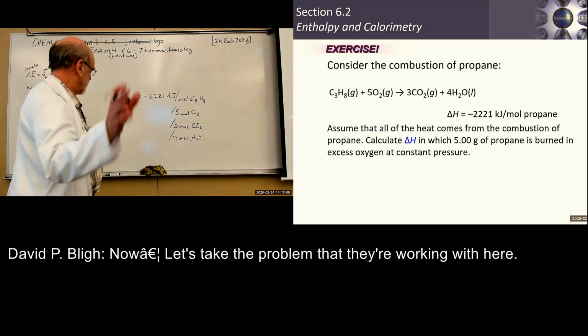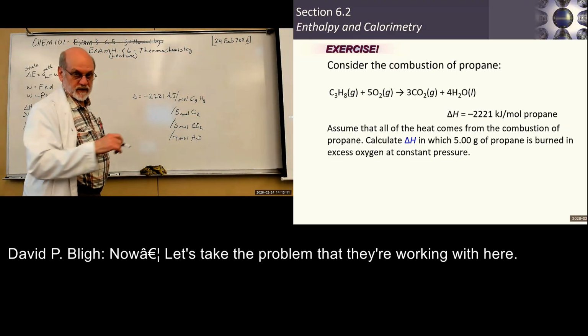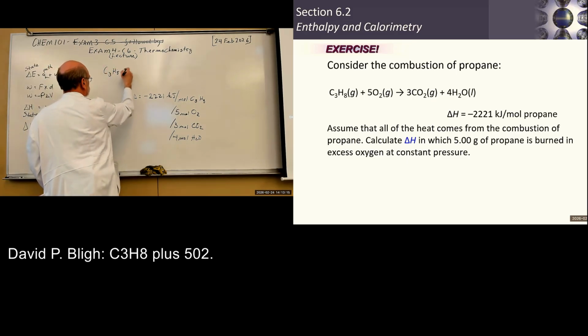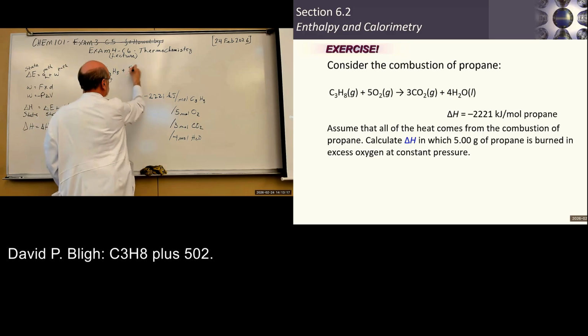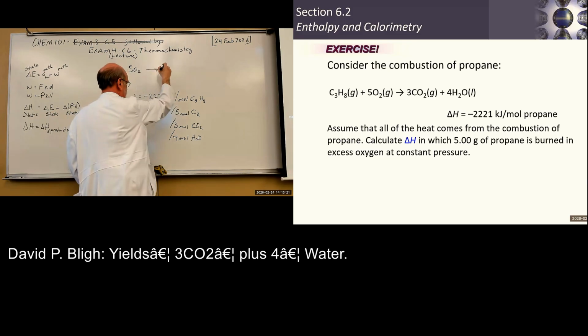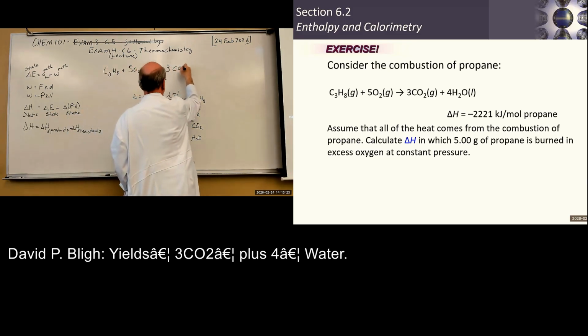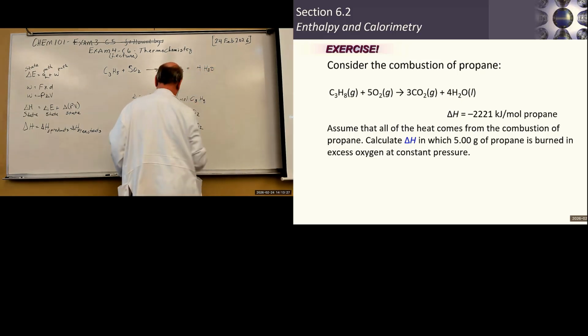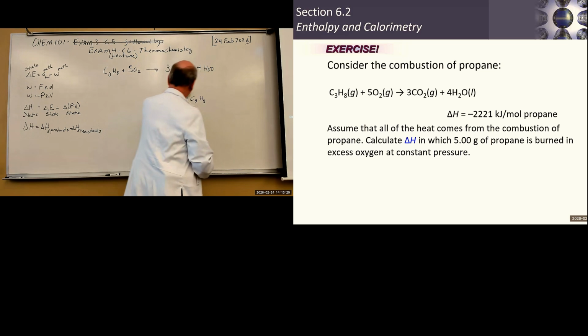Now, let's take the problem that they're working with here. C3H8 plus 5O2 yields 3 CO2 plus 4 water. Okay.